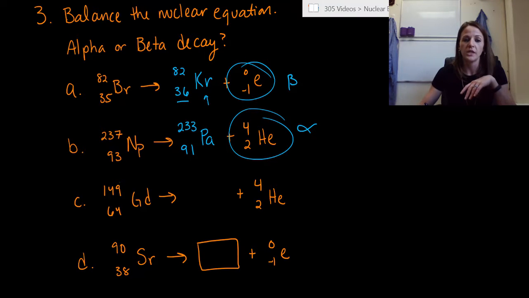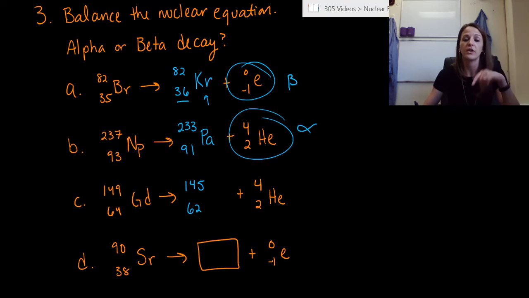We have 149 on the reactant side, 4 on the product side, so something plus 4 gives me 149. The only way we can do this mathematically to make it work is to end up with 145. So let's check. 145 plus 4 definitely gives me 149. We're good. So let's do the other one. We have to do the atomic number. For the atomic number, we have 64 on the reactant side, 2 on the product side, so something plus 2 gives me 64. The only number we could have here would be 62.